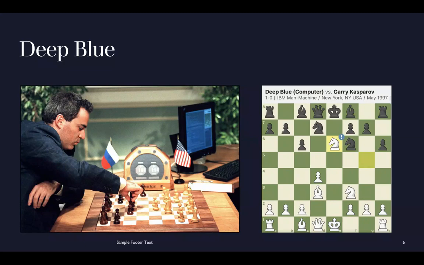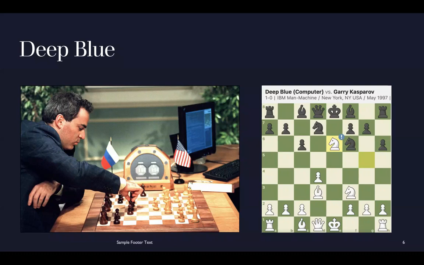Deep Blue is a landmark achievement in the history of artificial intelligence, and its success in defeating one of the greatest chess players of all time was a testament to the remarkable progress that had been made in the field of AI, and it demonstrated the immense potential of this technology to change our world.